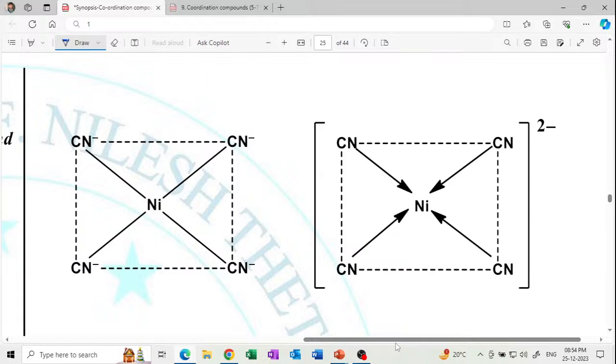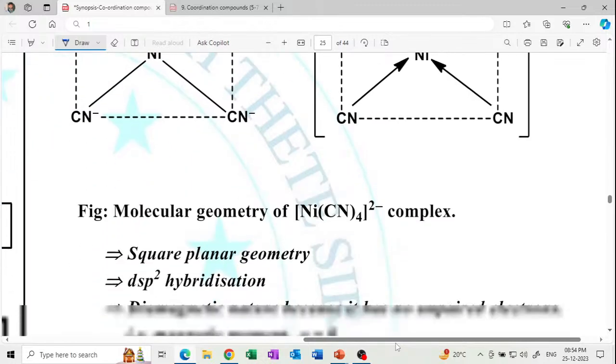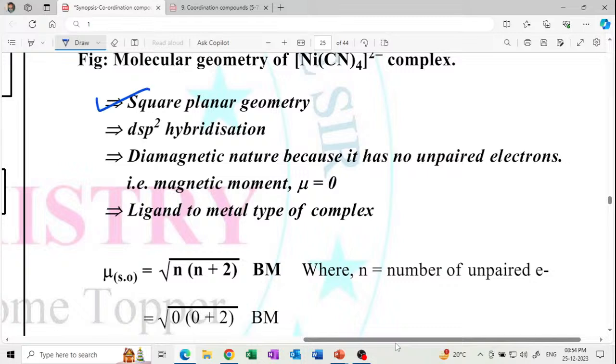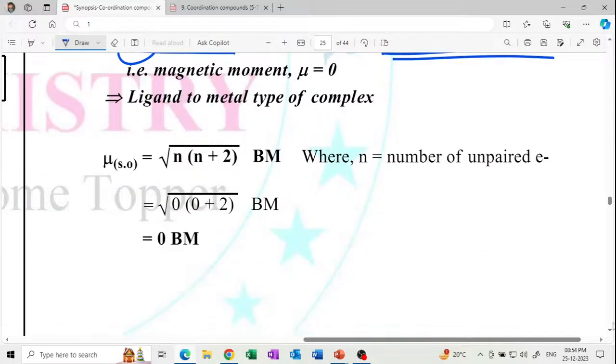Get it? So this is the 2 minus. Molecular geometry of [Ni(CN)4]2- is square planar, with dsp2 hybridization, diamagnetic. Diamagnetic because there are no unpaired electrons. How many unpaired electrons? 0. So this is diamagnetic.